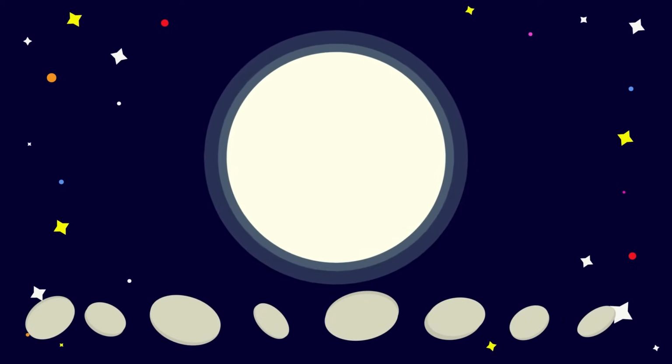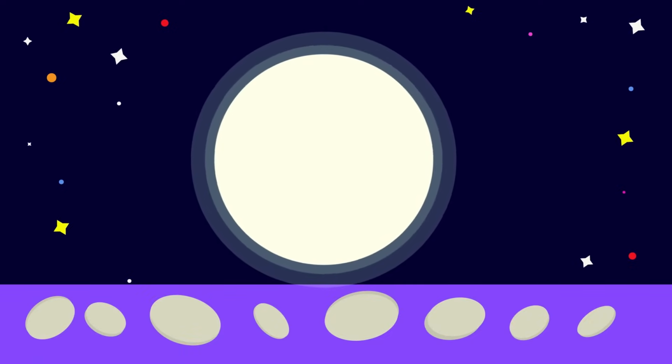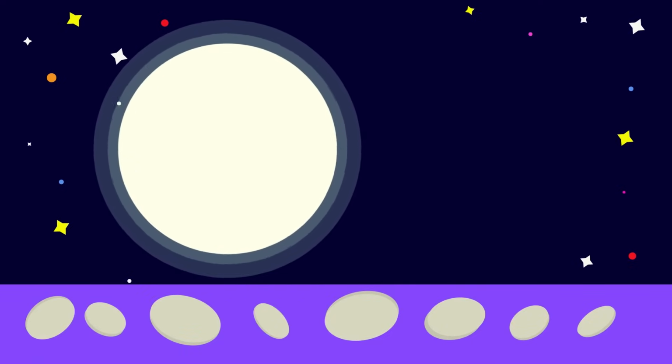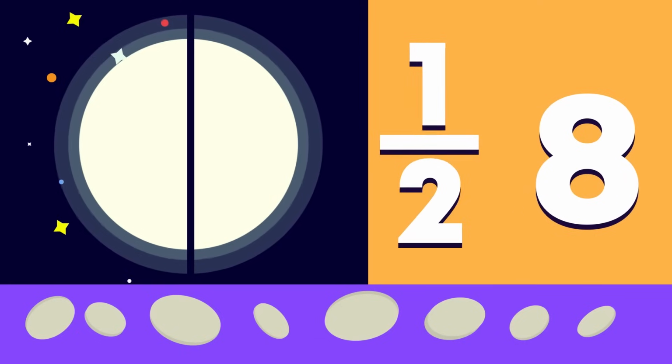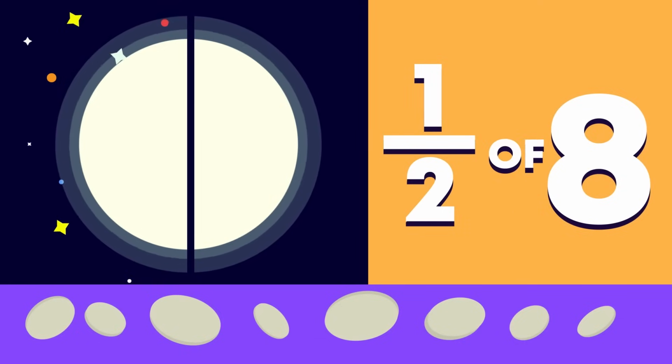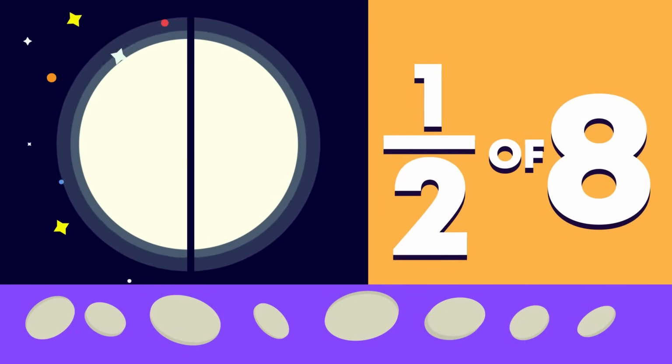Uh-oh, the moon's craters fell off and need to be put back. There should be 8 craters in total. Each side needs half of 8 craters. To find 1/2 of a number, we need to share the craters into two equal groups. Then we count how many are in one of the equal groups.